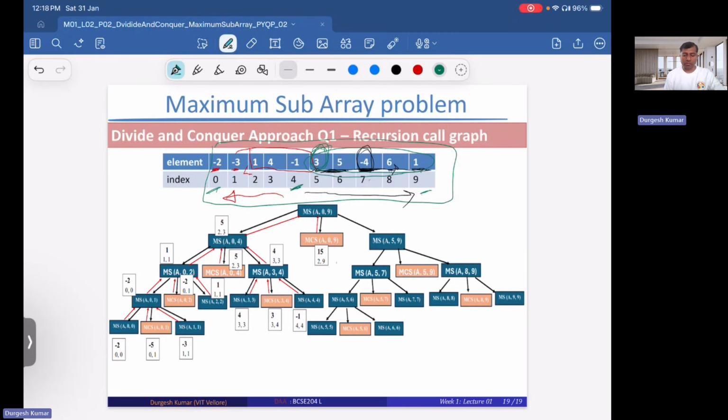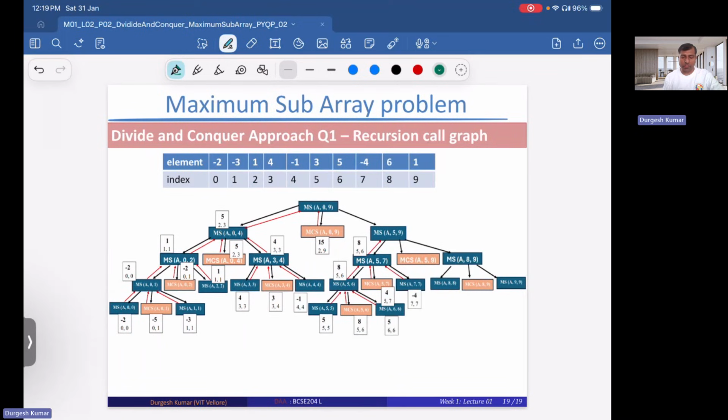So the net sum here: 4 plus 1 is 5, 5 plus 3 is 8, 8 plus 5 is 13, 13 plus 1 is 14, 14 plus 6 is 20. These are the positive terms, and there are two negative terms, -4 and -1, so -5. So 20 minus 5 is 15, and the range low is 2 and high is 9. So this is how the MCS 0 9 is calculated. I hope MCS 0 9 is clear to you all. If not, write your doubts in the comments and I will get back to you.